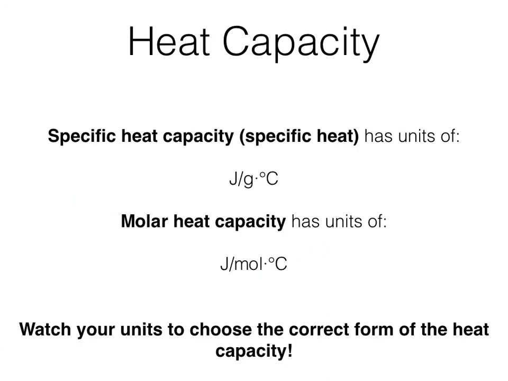Okay, so there are several different versions of heat capacity. There's specific heat capacity, known as the specific heat, and it has units of joules per gram degree Celsius. This is the one that we will use the most often. Molar heat capacity is the same idea, but instead of thinking about grams of material, we're thinking about moles of material. So really with these problems, we need to watch our units carefully to make sure that we're using the correct form of the heat capacity.